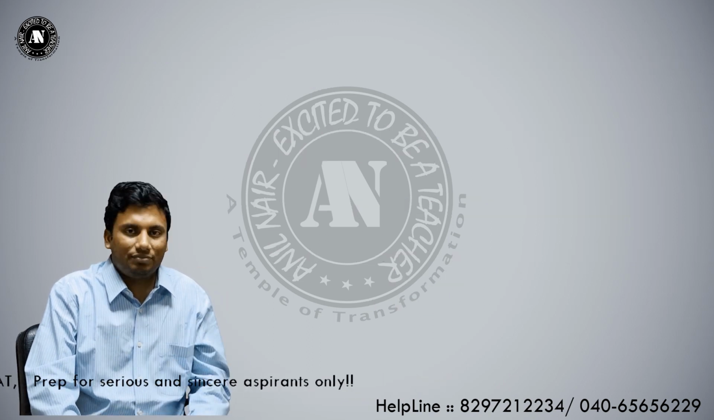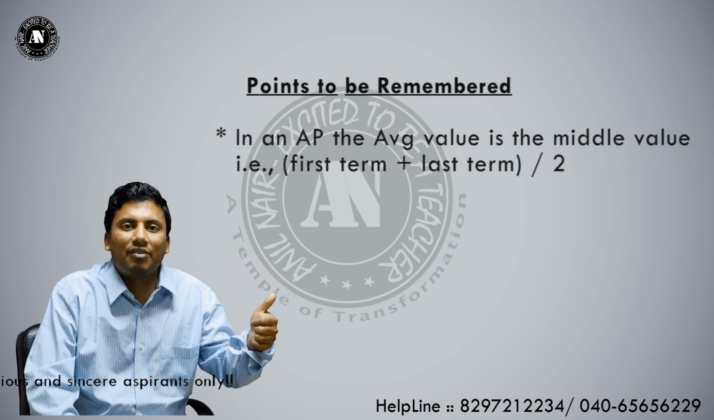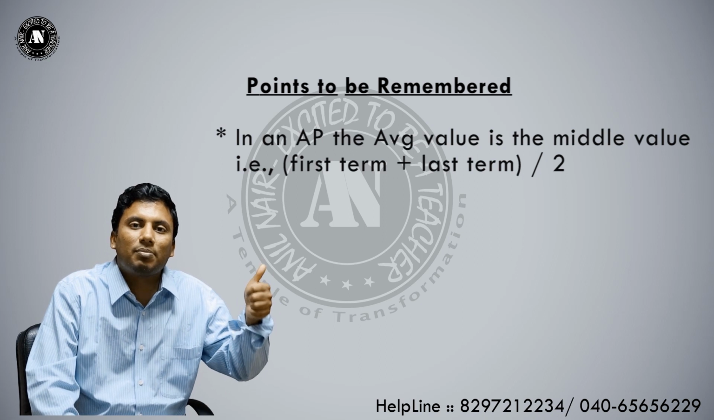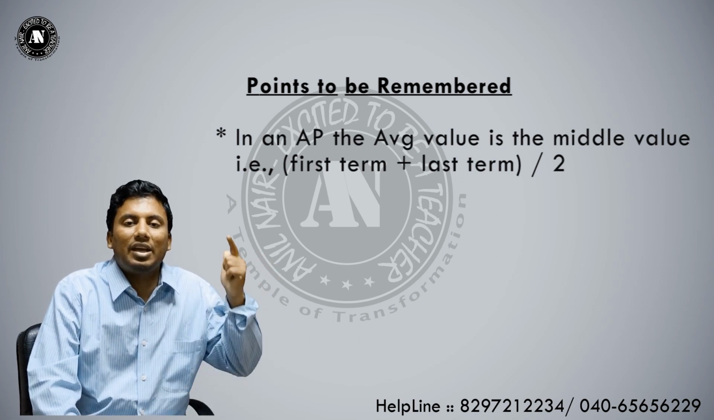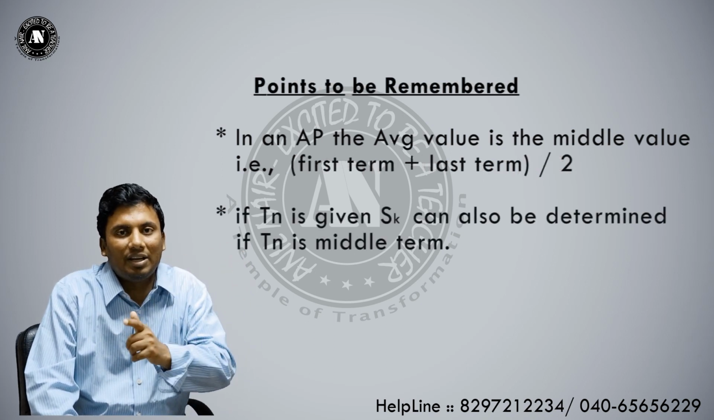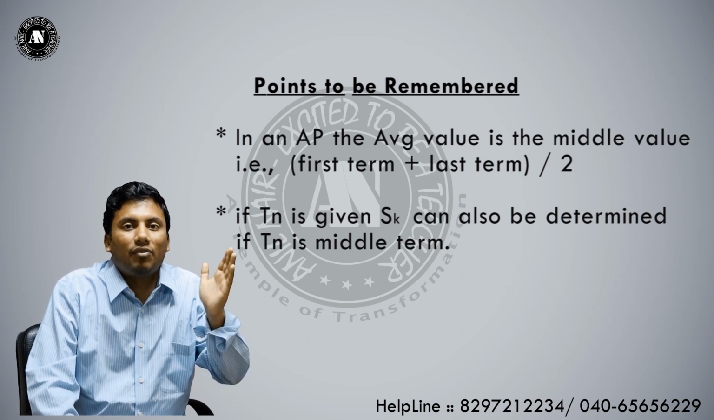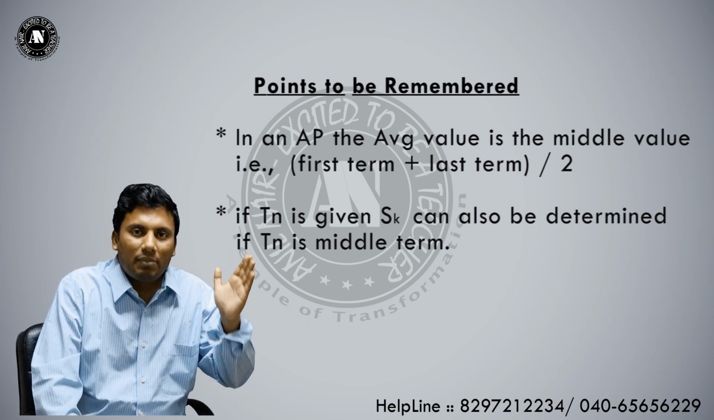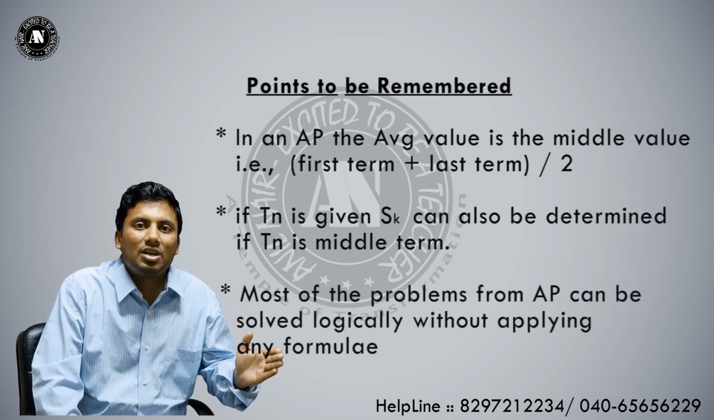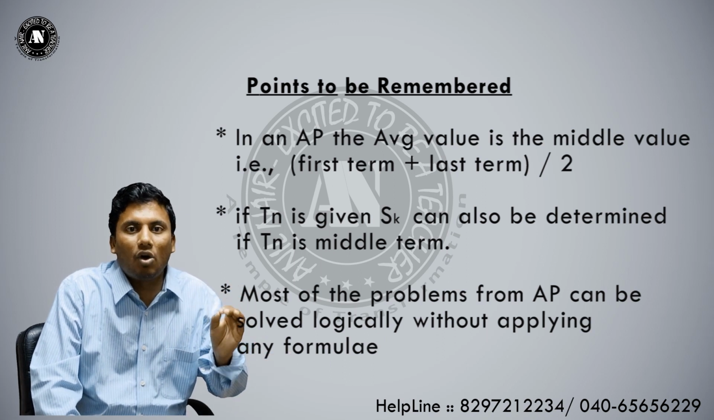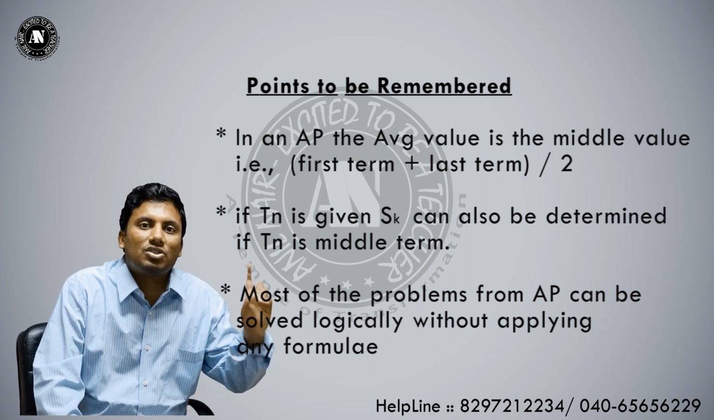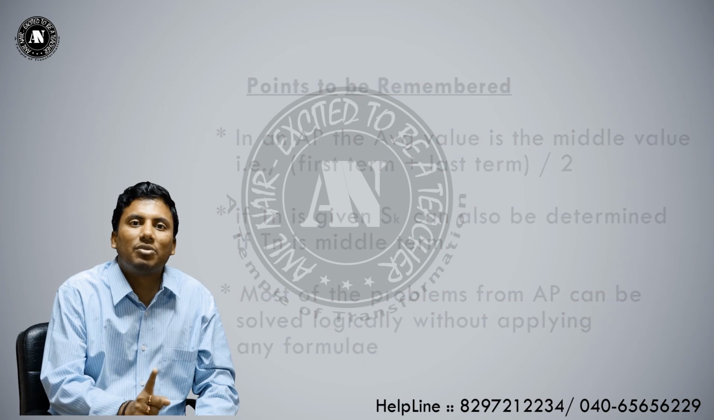Learnings from this video. First one, average of n terms in an arithmetic progression is the middle value, which is nothing but first term plus last term by 2. Second, if Tn is given, Sk can also be determined if Tn is the middle term for Sk. Number 3. No need to use formulae when you can solve the problems in the most logical way. Remember, all the people who are watching this video, formulae is derived from the logic. Logic is not derived from the formulae.